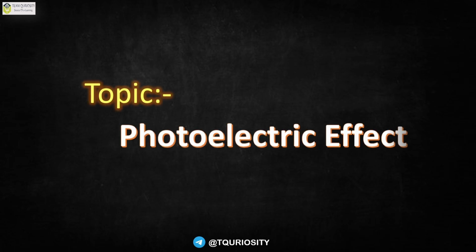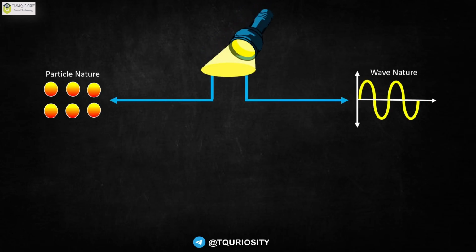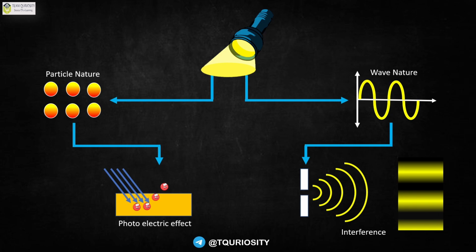In this lecture, we are going to discuss the photoelectric effect. We know that light shows both particle nature and wave nature. Wave nature of light is characterized by phenomena like interference, diffraction and so on. Similarly, we can conclude the particle nature of light from phenomena like blackbody radiation, photoelectric effect and Compton effect and so on. In this video, our prime focus will be the particle nature of light.